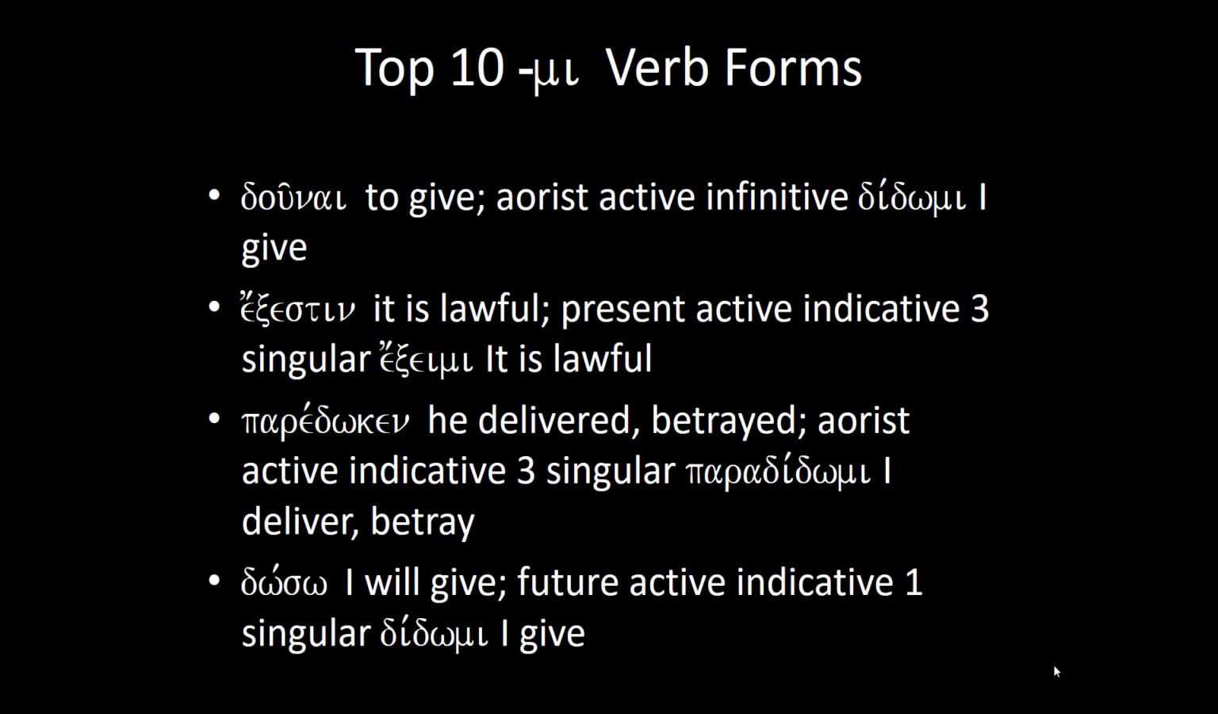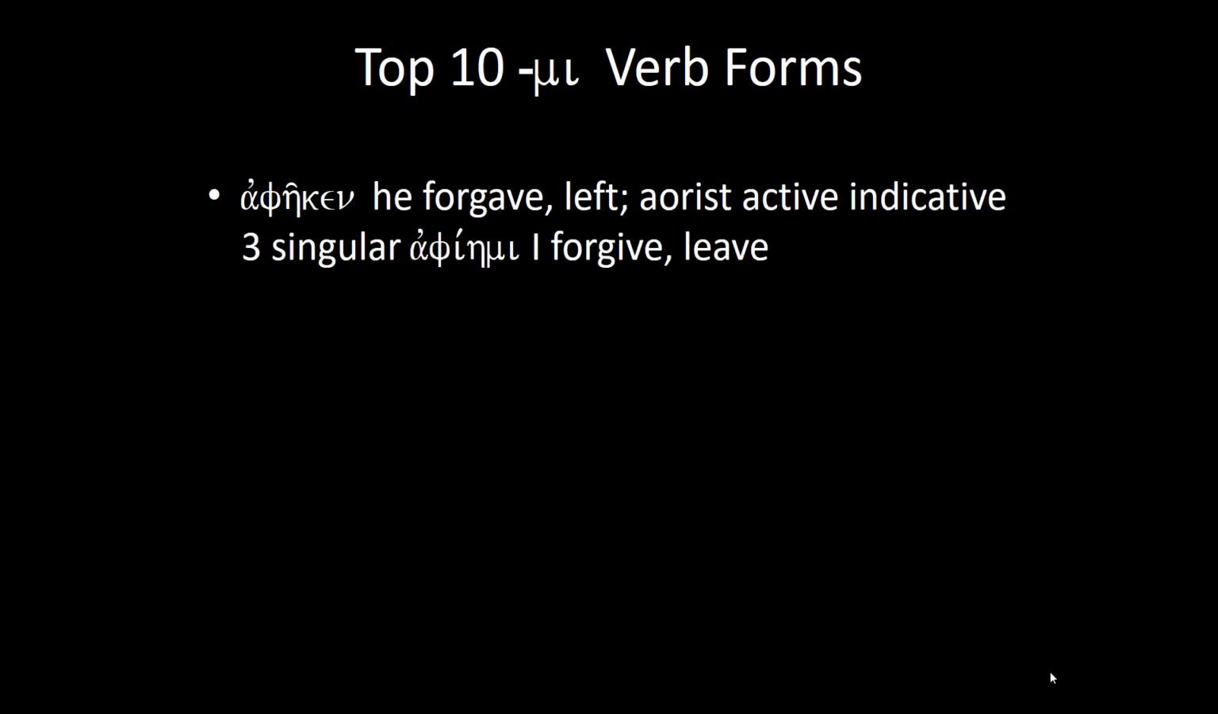Doso, still from didomi. Here we've got that lengthened verb stem. We've got sigma plus number one endings. This is future. Future active indicative, first singular. I will give. Aphiken, this is from aphiemi, which means I forgive or I leave. So aphiken could mean he forgave or he left. This is an aorist active indicative. This is one of these kappa aorists. Third singular from aphiemi.